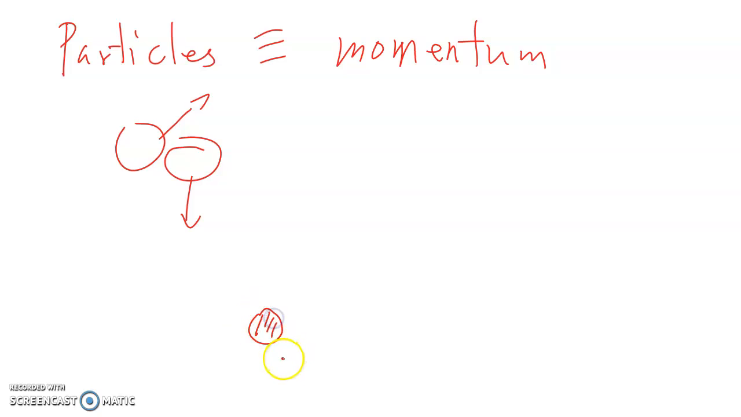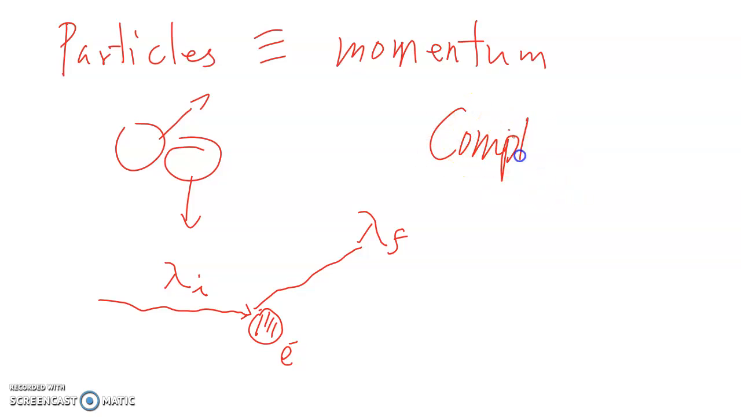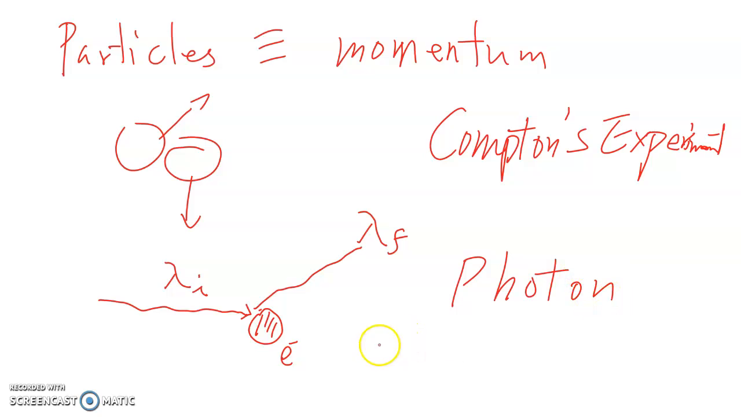So let's say we have an electron over here, and it is bombarded with light. Light initially has one wavelength. After the collision, it lost some momentum and has another wavelength. So it changes and goes in another direction. We call that scattering. This is Compton's experiment. From it, we can tell that light also behaves like a particle, and we call those particles photons. This is a light particle.